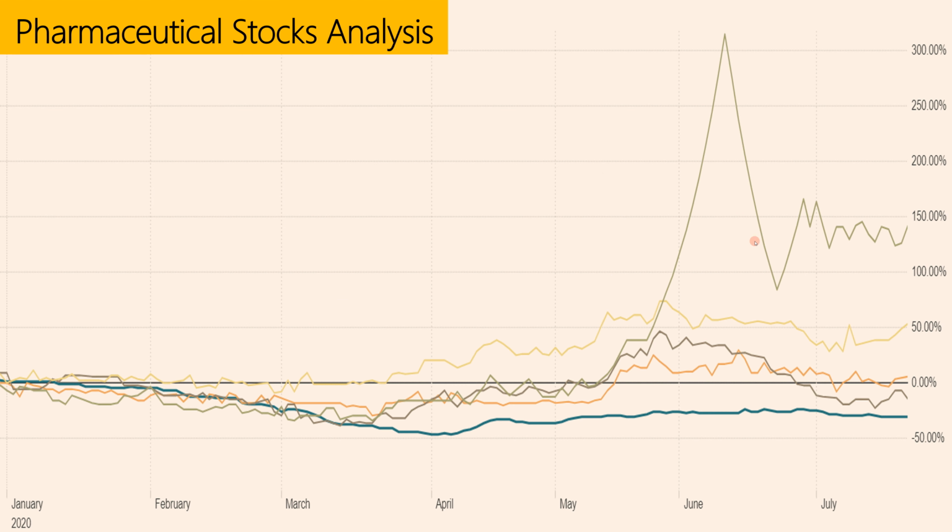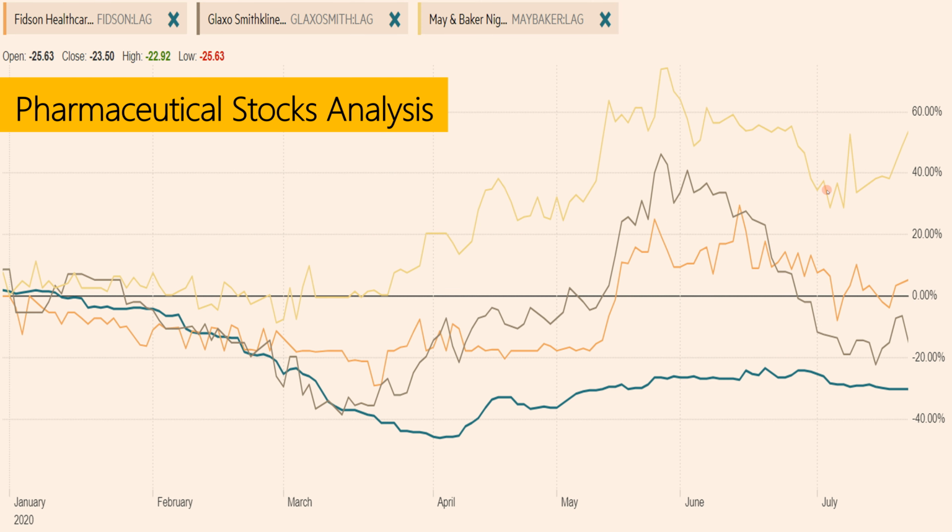Now what do you have now? As the market is going down, Neimeth is showing higher low, so it's still strengthening. Let's go to others. See May & Baker here. The market is generally going down, but May & Baker is going up, showing higher low. I don't want to say Glaxo. Glaxo is not very fantastic. It's still showing lower low, while others are showing higher low.